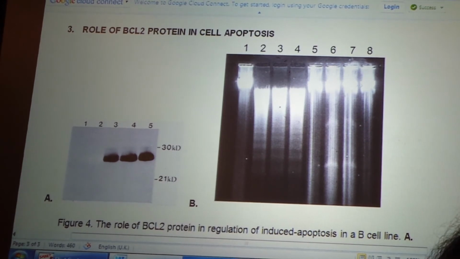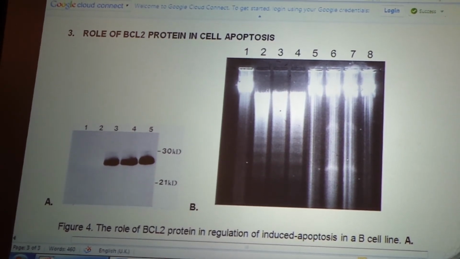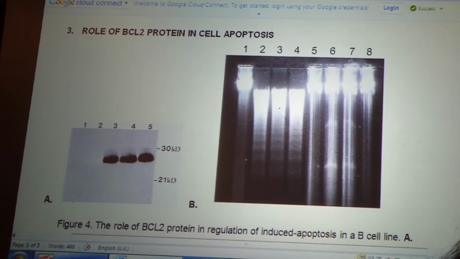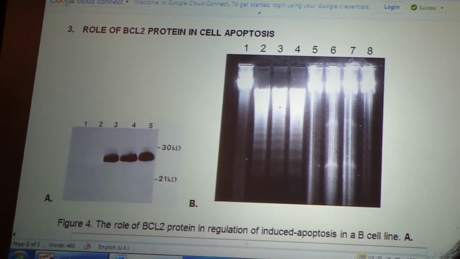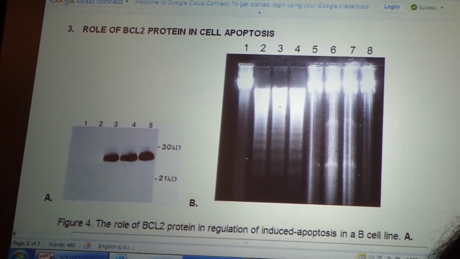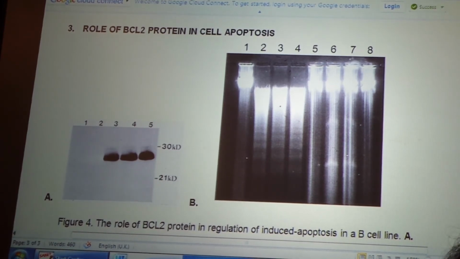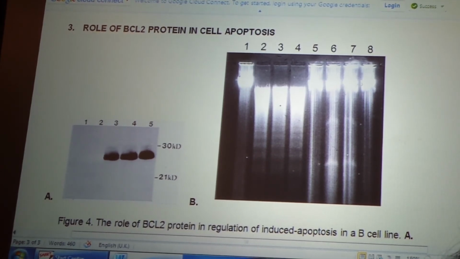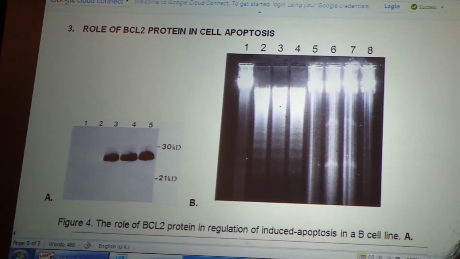Do you remember how BCL2 works? Yeah, it makes mitochondria not release cytochrome C. So it works by preventing release of cytochrome C from mitochondria, and that's a very strong amplification signal for apoptosis. So BCL2 is like a plug. It basically plugs the mitochondria, and it prevents them from releasing cytochrome C. And cytochrome C acts as a very strong apoptotic signal.